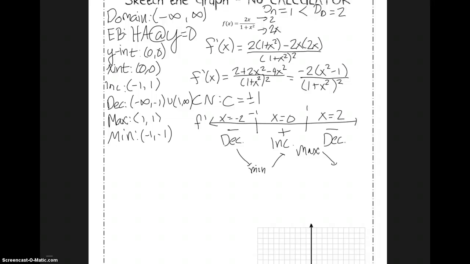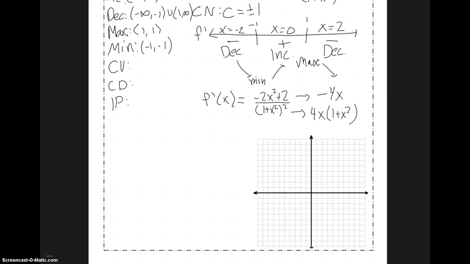So there is the information from my first derivative test, and now I want to find where my function is concave up, concave down, and any inflection points I might have. So I'm going to need to find the second derivative, and that is going to require another quotient rule.